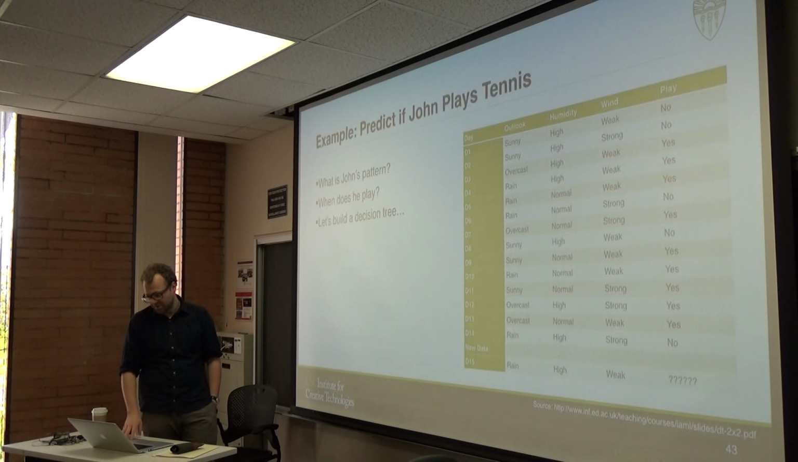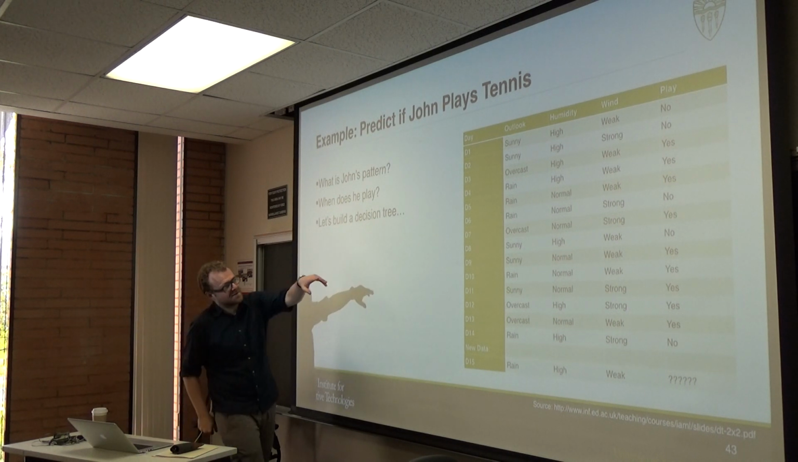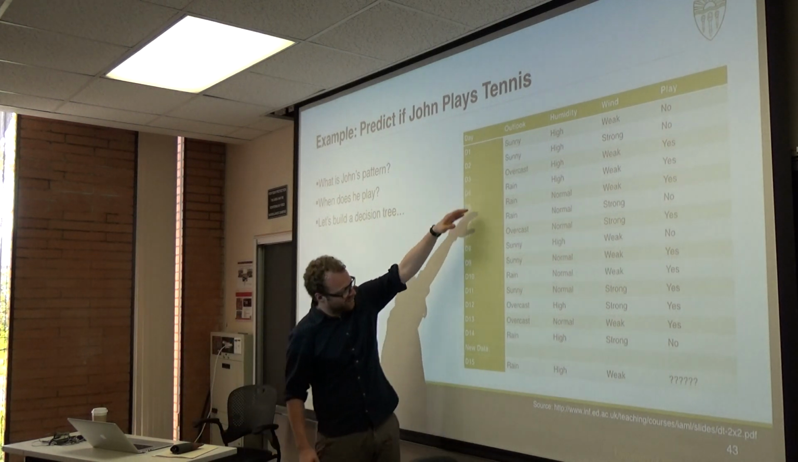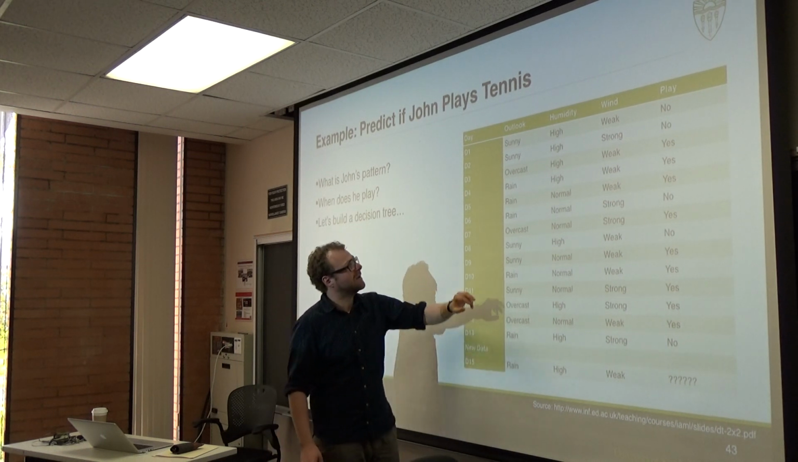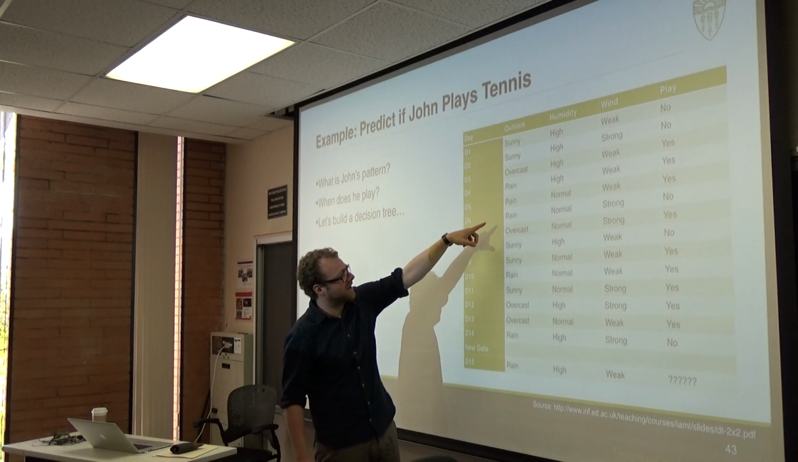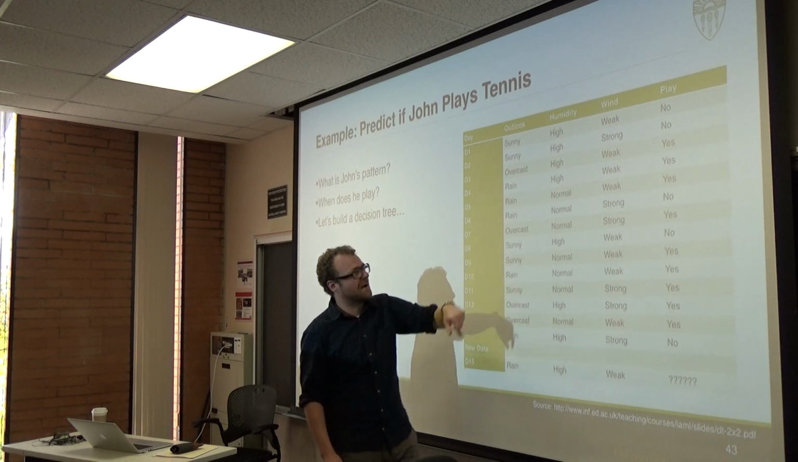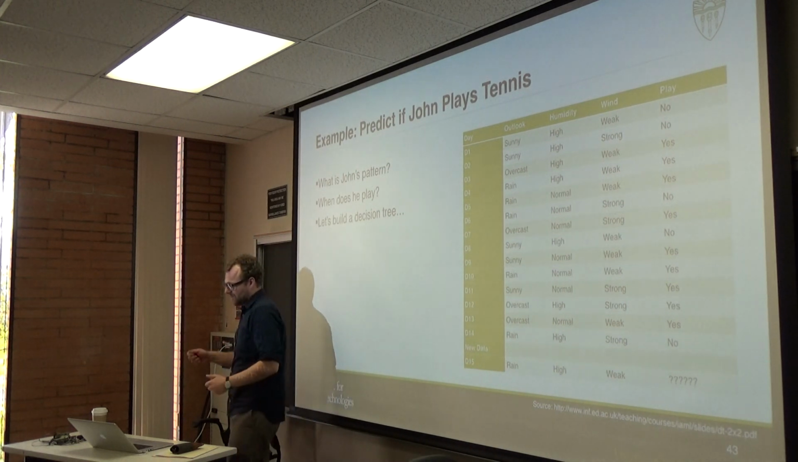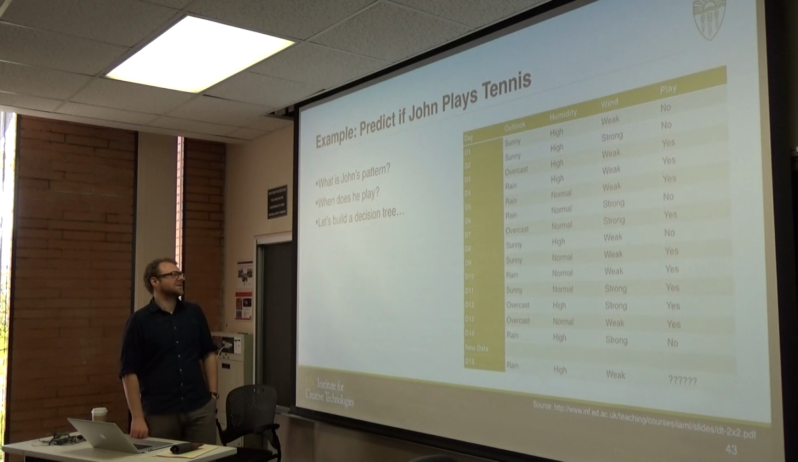All right, but let's talk about an example here. So basically, we want to know if John plays tennis. And here's our data set. We have 14 days, and we want to know if he's going to play on the 15th day. We have weather outlooks: sunny, overcast, or rainy. We have humidity high or normal, and we have wind strong or weak. So we only have categorical items.